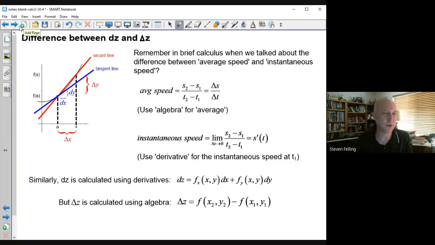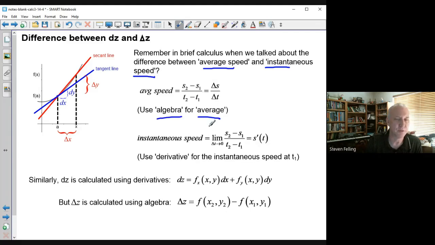Okay, one more thing before we do an example. Remember back in brief calculus when we talked about the difference between average speed and instantaneous speed? We said that average speed is an actual change in distance over an actual change in time, and therefore we're using algebra when we're finding average. But when we're doing instantaneous speed, it's the limit of that as you allow the differences to get infinitesimally small, so we use a derivative when we need calculus to do instantaneous speed.